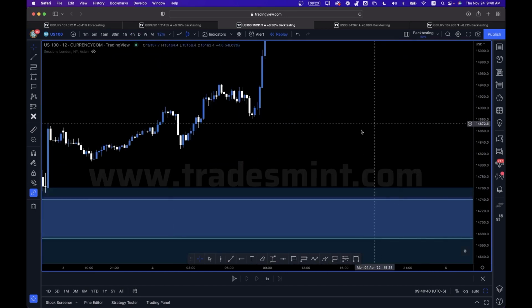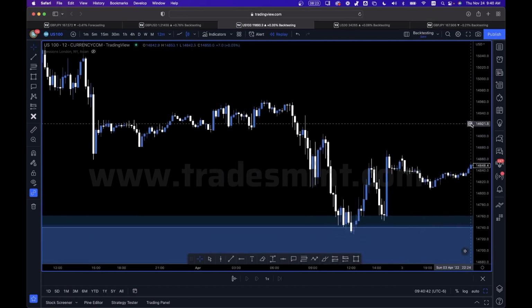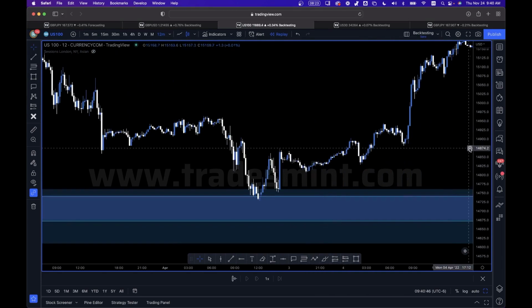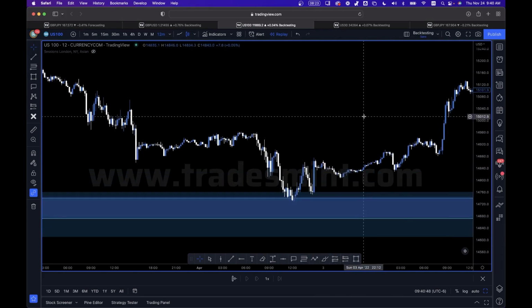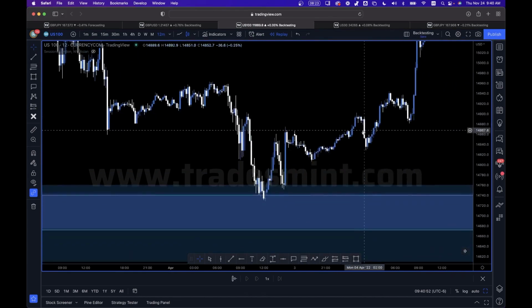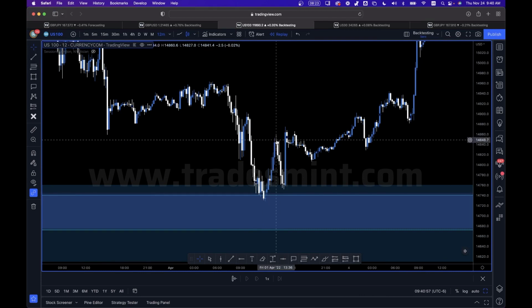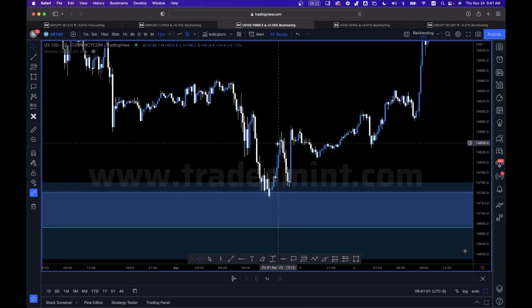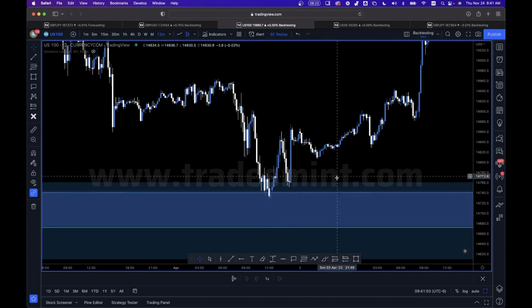Then with NAS 100 and US 30, you want to come down to the 5-minute and 15-minute. I couldn't get to the 5-minute because of data, so I went to the 12-minute here. But what you'll see is when price comes, it touches the zone. Here, I have a breaker structure. It's on the 12-minute, but same idea. On the 5-minute, it would have been a breaker structure.